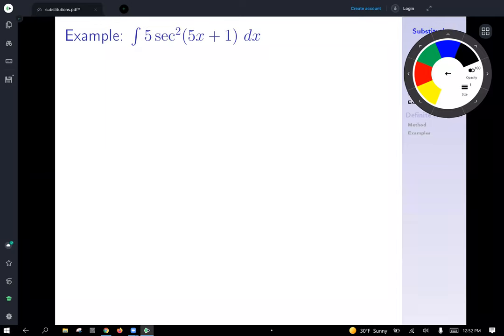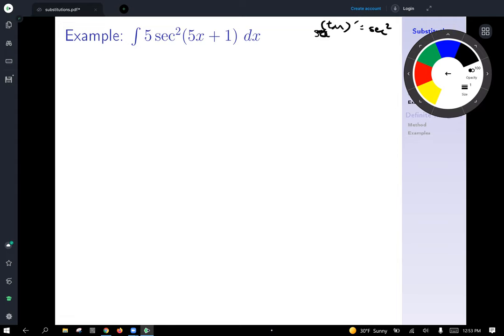Constants are fine. Secant squared is the derivative, because we're looking for the integral of a derivative giving us the original function. Secant squared is the derivative of? It's one of the six key trig functions. Sine has derivative cosine. Cosine has derivative negative sine. Tangent has derivative, kind of weird, secant squared. So the derivative of tangent is secant squared.